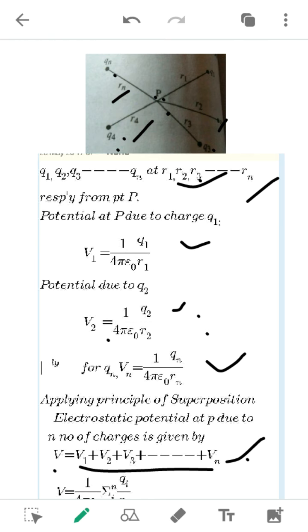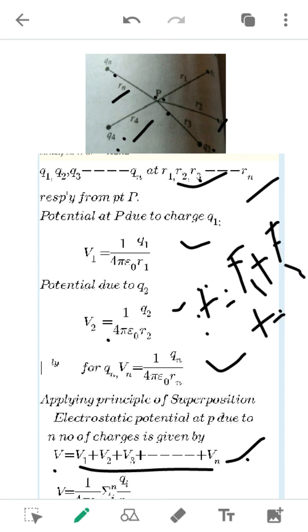In the first chapter also you have seen the force due to a number of charges. There also the net force at a point P due to n number of charges, you have capital F equal to F1 plus F2 plus so on up to Fn. In the same manner here also we are taking the superposition principle for the potential at a point due to n number of charges. So the same thing here also.